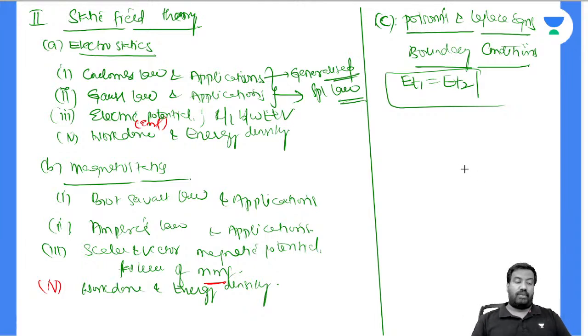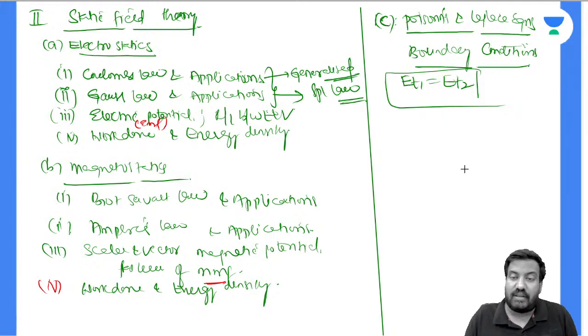Now you may be curious to ask why these boundary conditions are required. Boundary conditions are important for us because if you know the field on one side and you know the boundary condition there, you can predict the field on the other side.